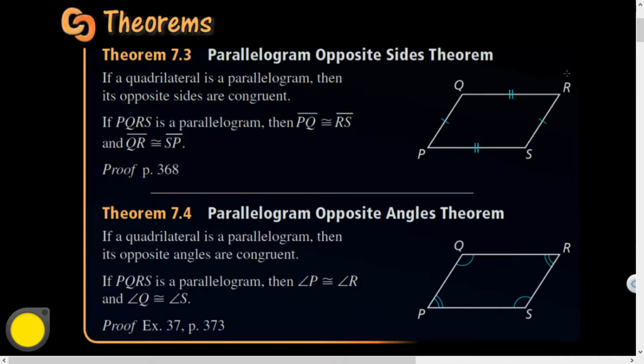Theorem 7.3, the parallelogram opposite sides theorem. Post. I've never called this post, but it is. If a quadrilateral is a parallelogram, then opposite sides are congruent. So imagine we knew that these were parallel. Yes. Then the opposite sides are congruent. Wonderful. There you go. You guys saw that when you created your sketches, right, Jack?